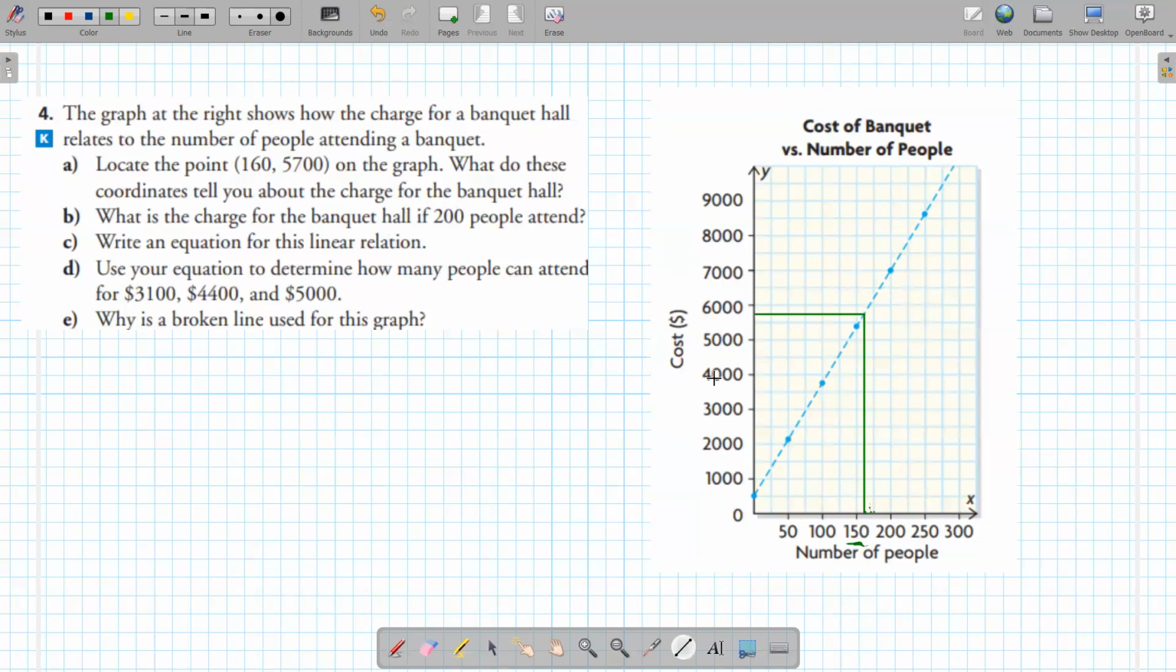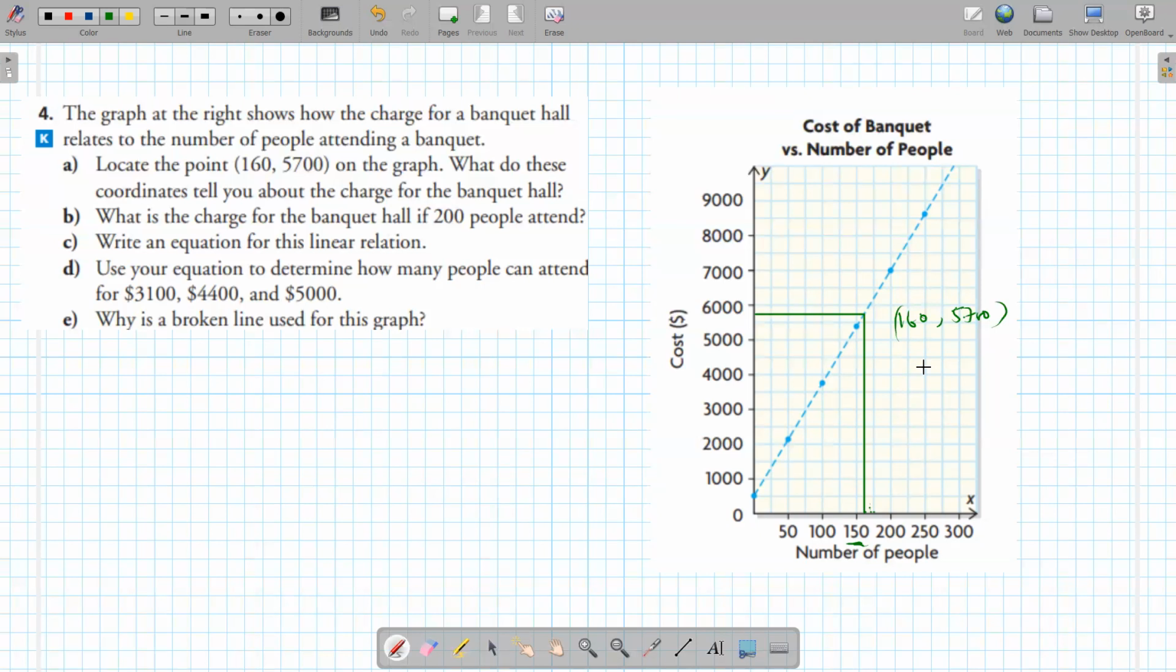What do these coordinates tell you about the chart? What does that point represent? You see this point here, 160, 5700. What does that represent? It means if 160 people show up, the charge is going to be $5,700. If 160 people show up to this event, then the bill is going to be $5,700.